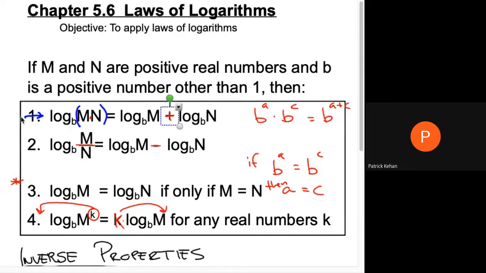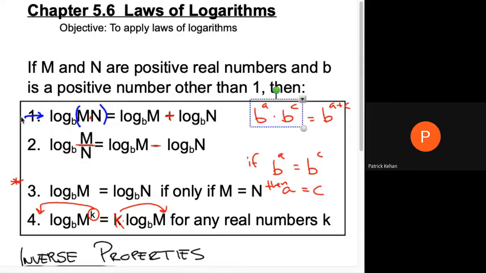You're going to decompose it to log base b of m, the first factor inside the argument, the factor to the left of the multiplication, and then plus log base b of n, the factor to the right of the multiplication. So this is the first property we're learning. Now this property relates to the properties of exponents right here.